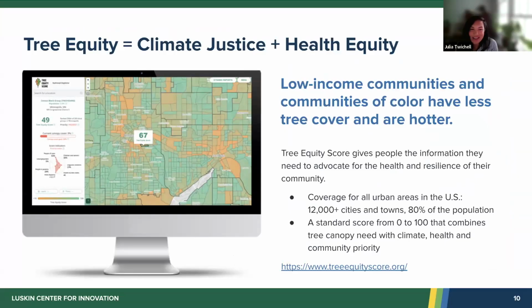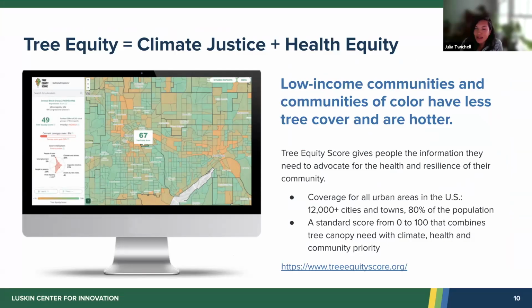All right, hi everyone. So my name is Julia Twitchell. I work at American Forests on our data science team and had the pleasure of joining forces with the Luskin Center for Innovation to make this shade data available to you guys through our Tree Equity Score platform.